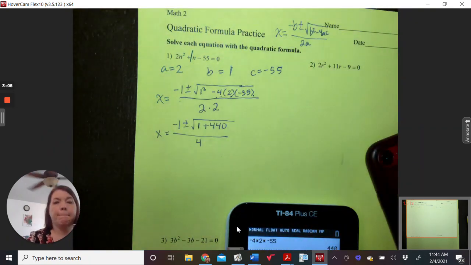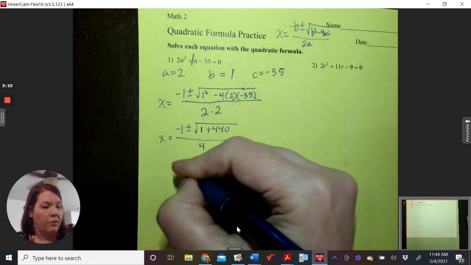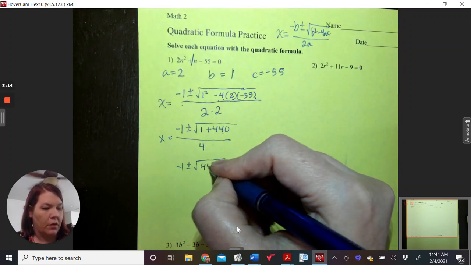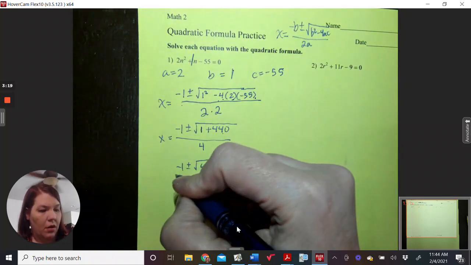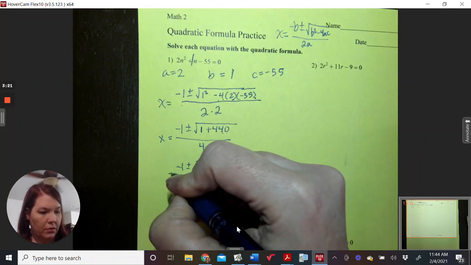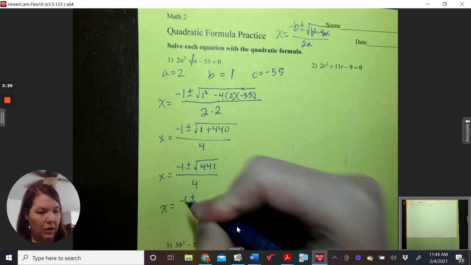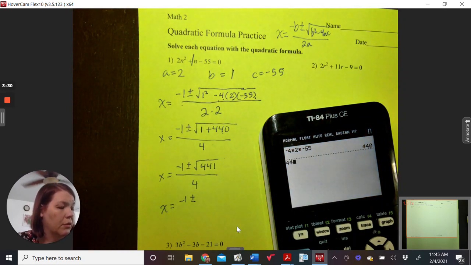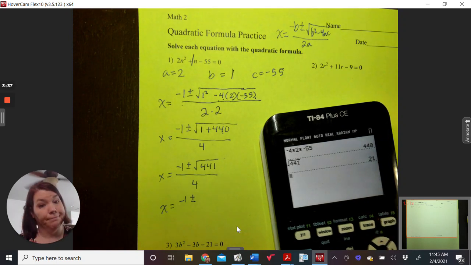Pretty straightforward still. We get negative 1 plus or minus the square root of 1 plus 440 is 441, all over 4. So I'm just going to double check. The square root of 441 is 21. Oh, it's a nice number.